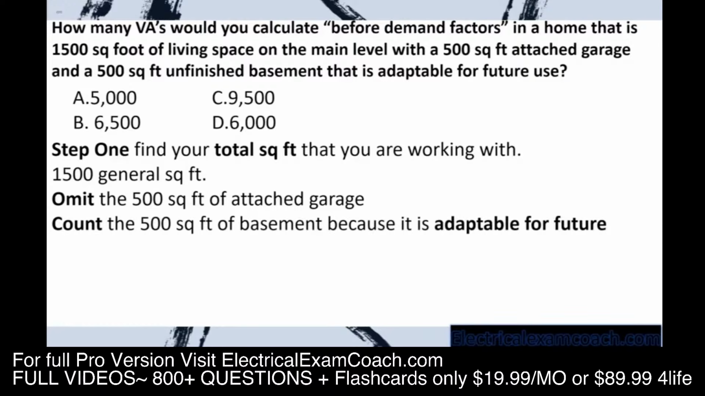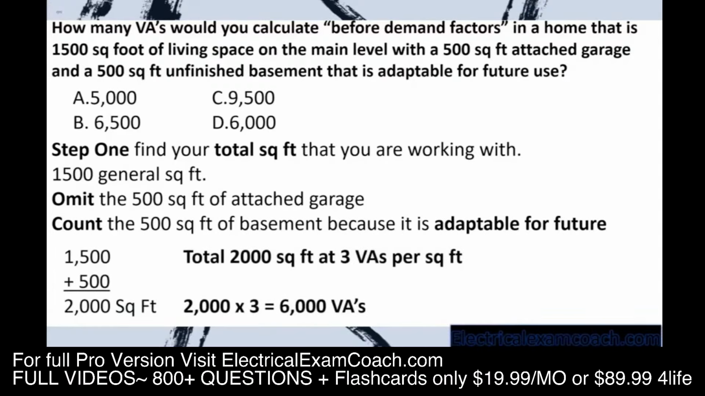In your testing, it'll say either or, and in the real world, it's almost always adaptable for future use, but you can work that out with your local electrical inspector. So all we have to do is total all that up. That gives us 2,000 square feet. Then we take our 2,000 square feet multiplied by 3 VAs per square foot, and we're going to select D. Great job.